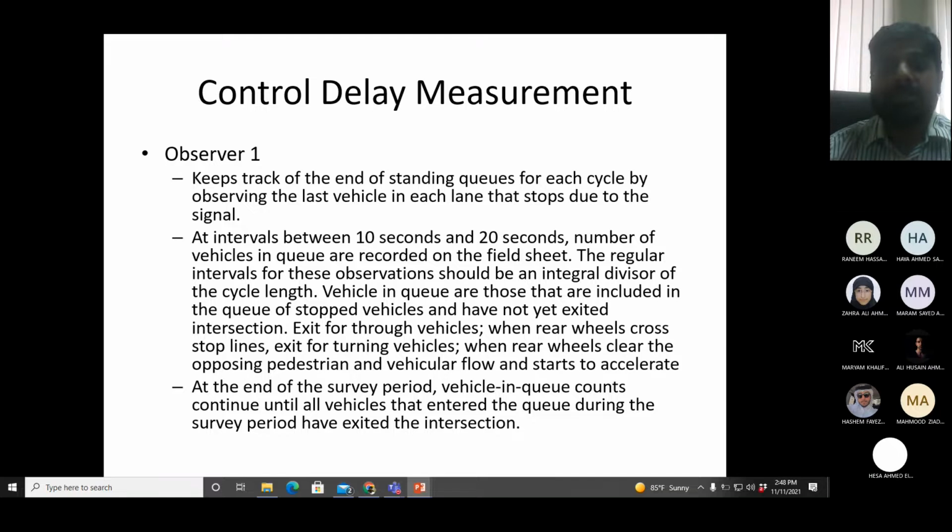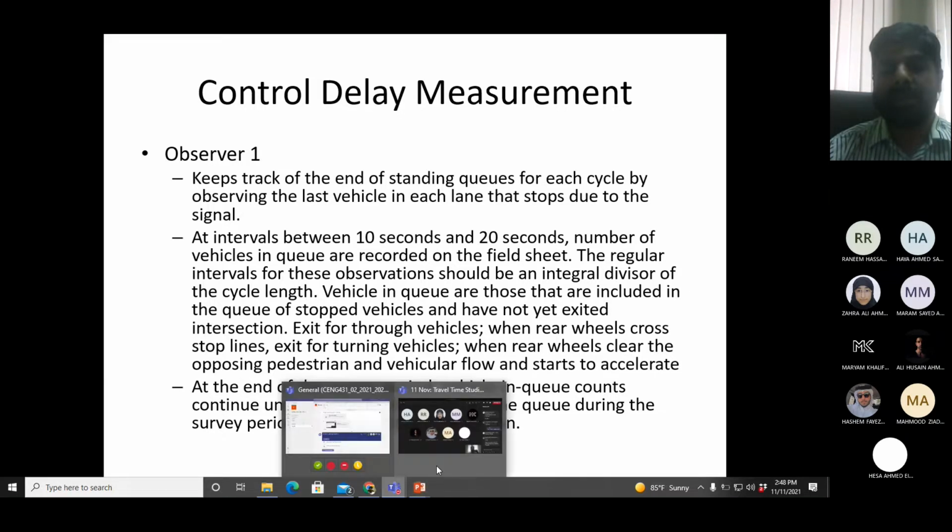Now, the time period which you are giving to observer 1 should be an integral divisor of the cycle length. I will not explain integral divisor directly. I will explain the inverse of integral divisor, which is multiple. Integral divisor is the inverse of multiple.